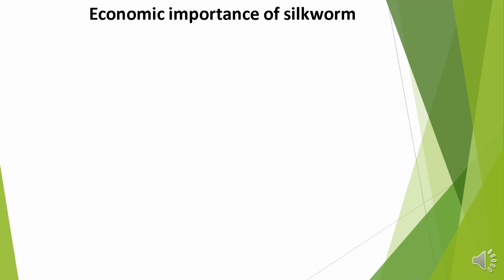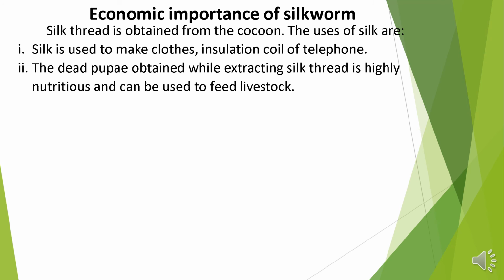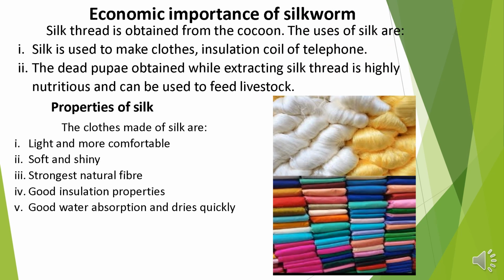Economic importance of silkworm. We know that just now we have learned silk is obtained from the silkworm. Let's see the uses of the silk. Silk is used to make clothes and insulation coil of telephone. The dead pupa obtained while extracting silk thread is highly nutritious and can be used to feed livestock.